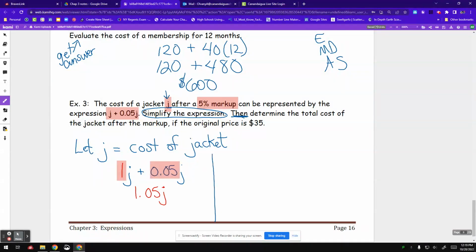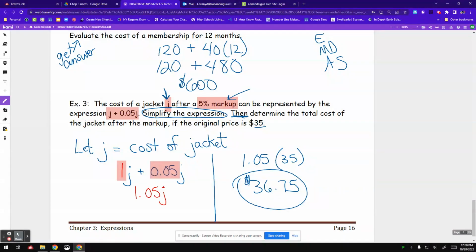Now I have a second part to this question. Determine the total cost of the jacket after the markup if the original price is $35. Well, the cost of the jacket is J. I'm going to plug in 1.05 and multiply that by 35. And I'm totally going to cheat. And I'll probably let you cheat too. 1.05 times 35, I'm using my calculator, is $36.75.